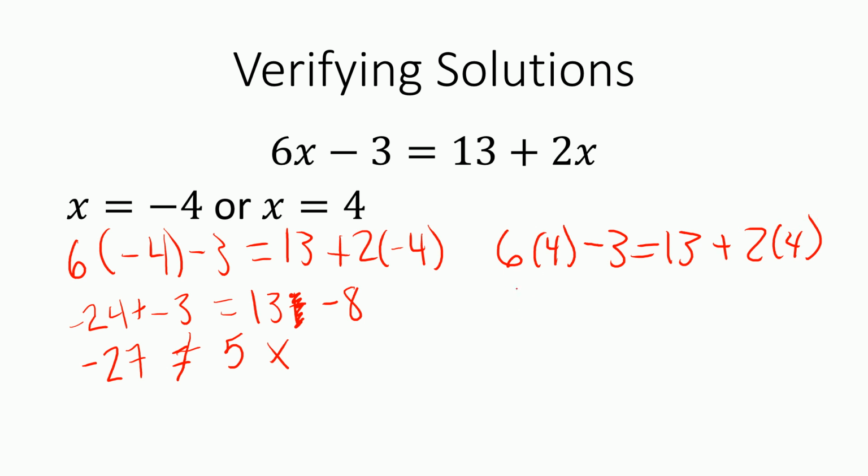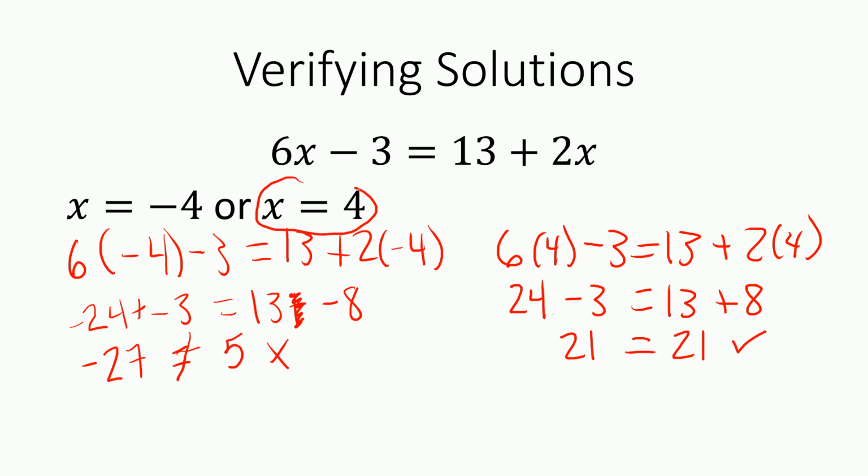So 6 times 4 is 24. And 2 times 4 is 8. 24 minus 3 is 21. 13 plus 8 is also 21. That checks out. So x equals 4 must be our solution because that's the value that made the equation true.